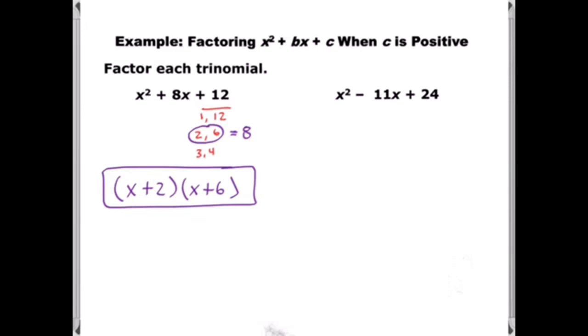In the fourth example, same idea, factors of 24 that add up to be negative 11. So they both have to be negative. So we've got negative 1, negative 24, negative 2, negative 12, negative 3, negative 8. Well, I think we've got a winner here. Negative 3 and negative 8 add up to be negative 11. So those are our two factors, and so our factored form becomes x minus 3 and x minus 8.